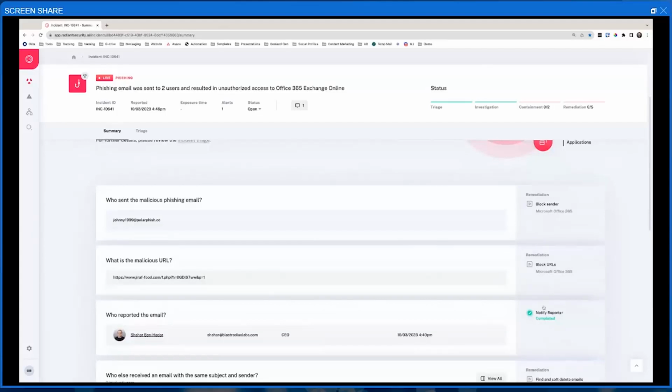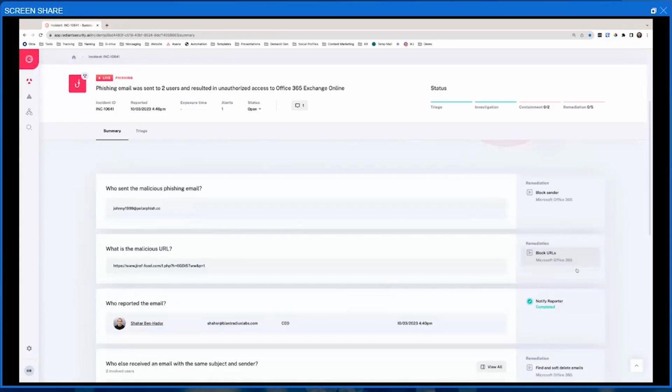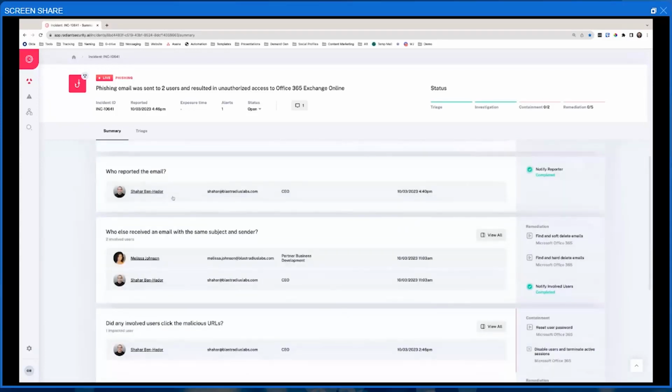do about it? So if I'm saying that this is a malicious email, I might want to block the sender. Malicious URL, I'm going to block the URL. If it's this person notified it or notified me, I should tell them what happened. Or, for example, we know that these two people got these malicious emails. I should find and soft delete them.